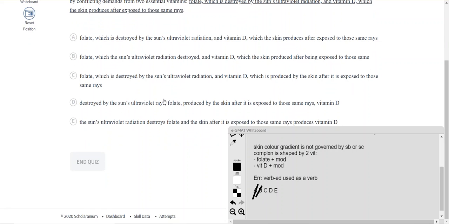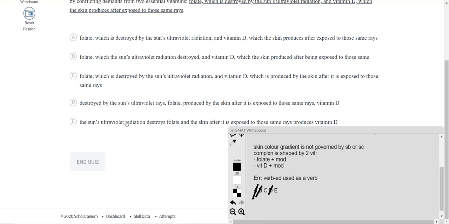I'm going to move on to D. Now, two essential vitamins. Number one, destroyed by the sun's ultraviolet rays. Folate. It's a misplaced modifier here. Produced by the skin after it is exposed to those same rays. Vitamin D. So again, a case of misplaced modifiers and no real parallelism. There's no connector, there's no and, there's no or, there's nothing. So D is out.